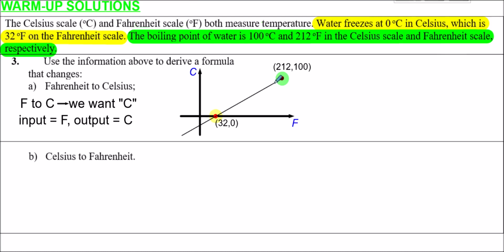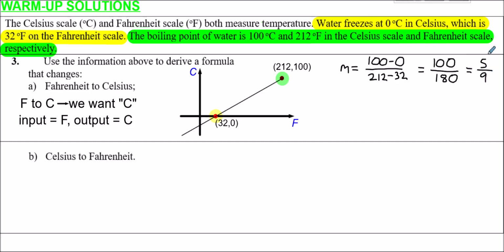Let's think about how we can now take this further and generate an equation. One thing we could do is work out the gradient of this line. The gradient, as ever, is the change in y, or in this case the change in C. Over here it's 100, down there it's 0, so the change in C is 100 minus 0. The change in F is 212 minus 32. So we have 100 on the top, and on the bottom, 212 minus 32 is 180. Both of these numbers are factors of 20, so that becomes 5 over 9.